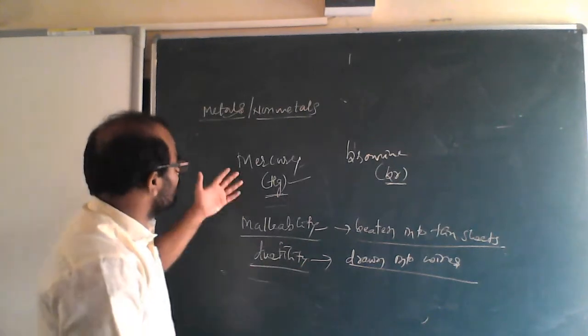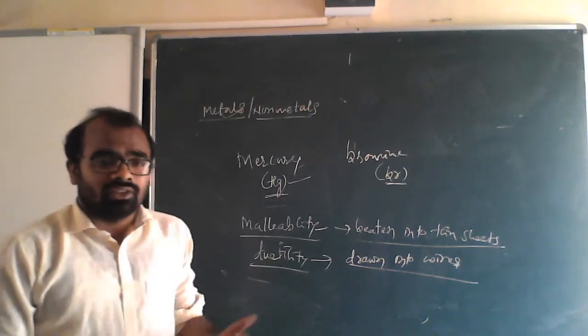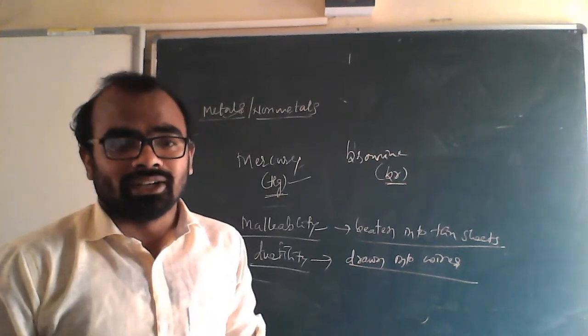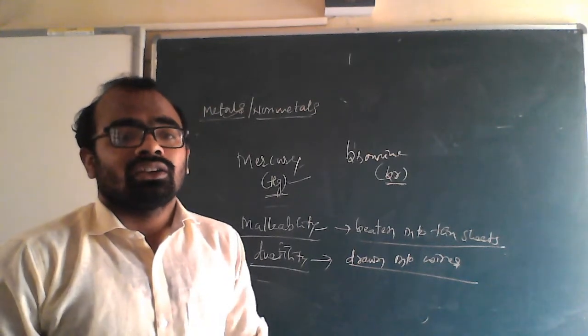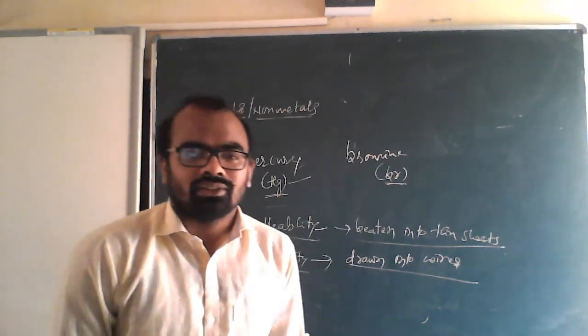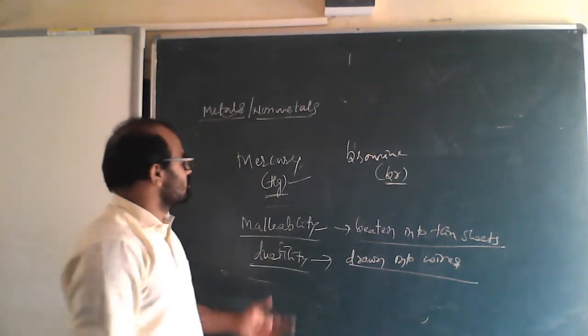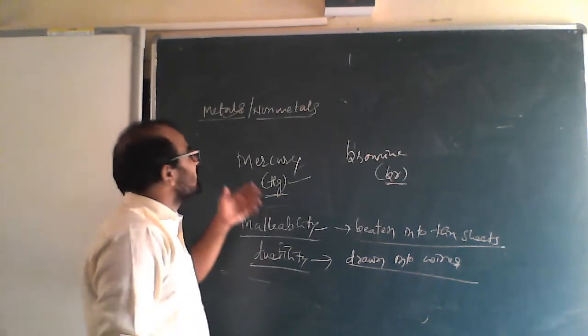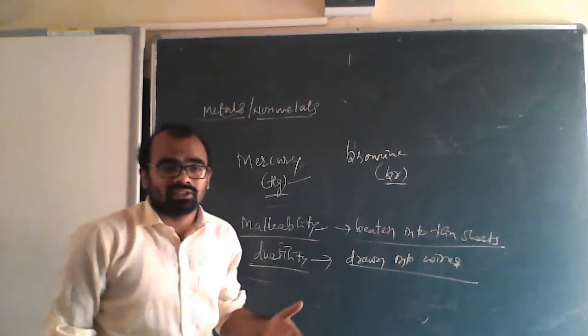So after this, they come under sonorous property. These are sonorous, those are not sonorous. Sonorous means whenever metals are beaten, they produce a ringing sound, which is not possible with non-metals. So these differences you can list out in metals and non-metals. And after that, we go for the reactivity series.